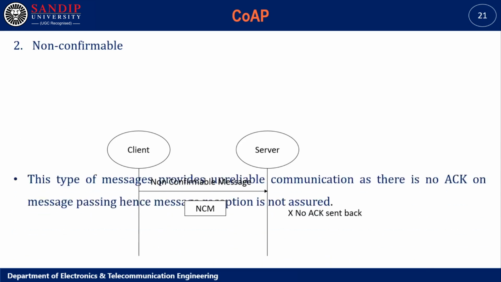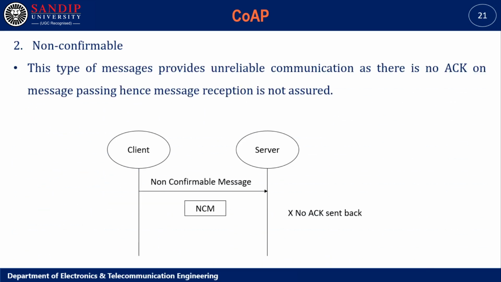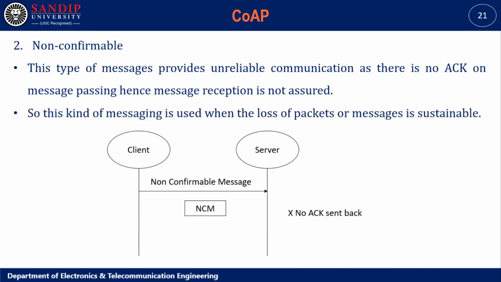Next is non-confirmable. This type of message provides unreliable communication as there is no ACK, that is acknowledgement, on message passing. Hence, message reception is not assured. So this kind of messaging is used when the loss of packets or messages is sustainable. Figure shows the non-confirmable message.